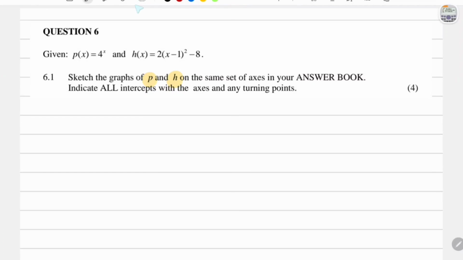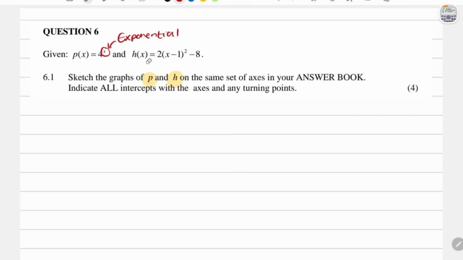Okay, so first of all, before even sketching, let's just label the kind of graphs that we have here. You see, you have p of x is equal to 4 to the power of x. You see where x is? It is on the exponent. So it means that this is an exponential function.